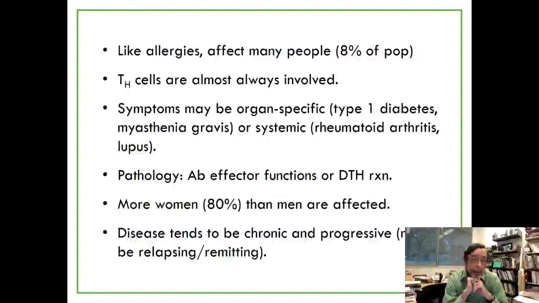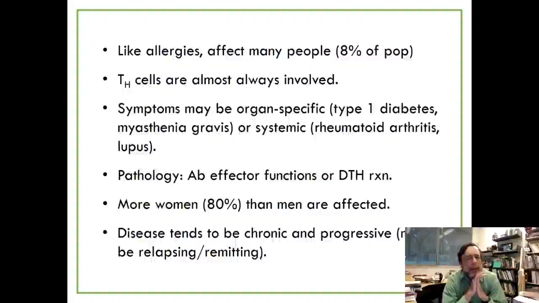TH cells are almost always involved because they amplify a response, and so if you have a problem with them, you have an improperly amplified response. And you might have organ-specific symptoms where the autoimmunity is against one organ, like type 1 diabetes, pancreas. And systemic would be where it's going throughout the whole system. Remember, we talked about lupus as sort of autoimmunity against your own antibodies. You have antibodies everywhere. IgG is going to be everywhere. And so lupus can be a systemic disease.